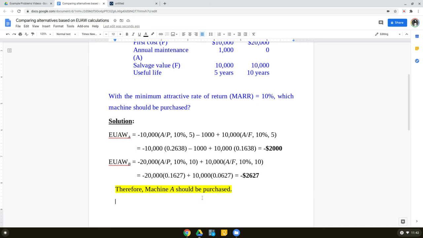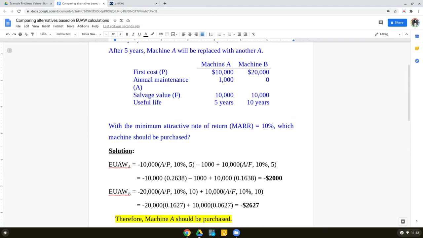So this is how you solve this type of problem. In this case, you have two different alternatives from which you need to choose. But there can be n number of alternatives. All you have to do is consider the equivalent uniform annual worth for each of those alternatives, from the various cash flows that are given for them, and then compare those EUAW values to decide which is the most profitable, or if all of them are negative, which is the least negative alternative, and we can choose that.